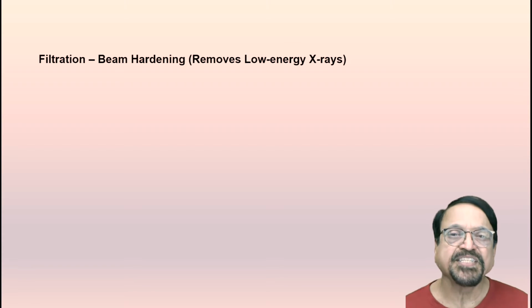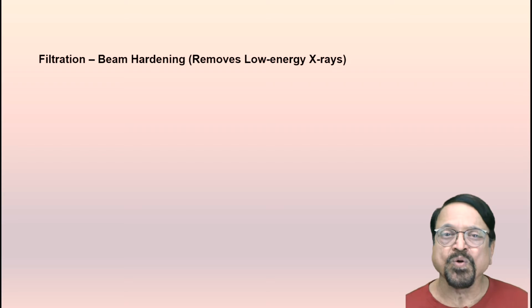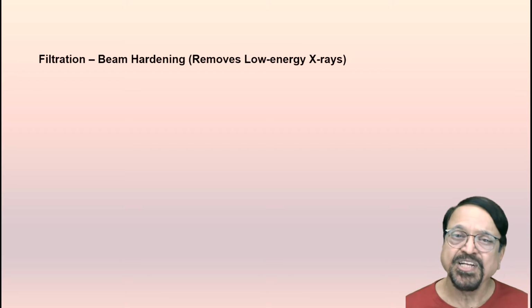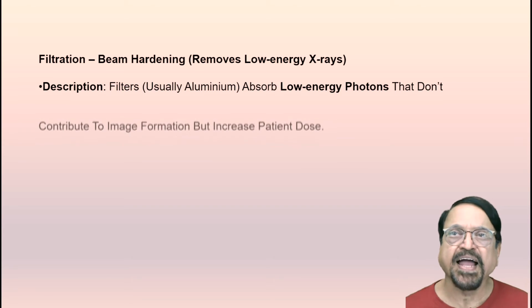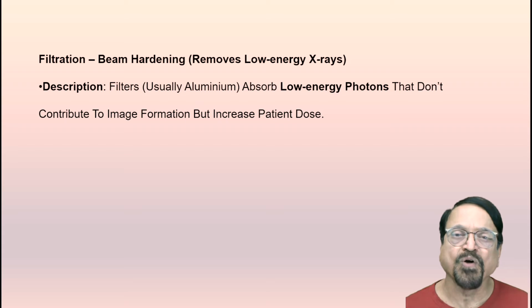Now filtration is important. Filtration is for obtaining uniform quality X-rays. Now beam hardening, that is to remove the low energy X-rays, which not only do not contribute to the image but also cause fog, so we don't want them. The filters usually are aluminum. They are put on the tube. They absorb low energy photons, and that is why we get beam hardening, or uniform quality kVs, when they emerge out of the tube.